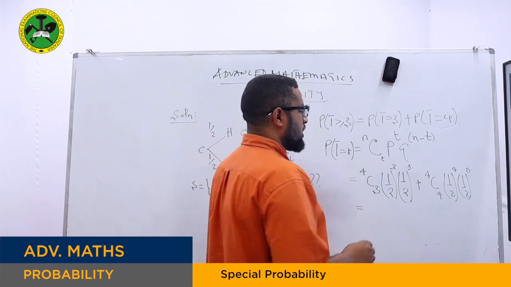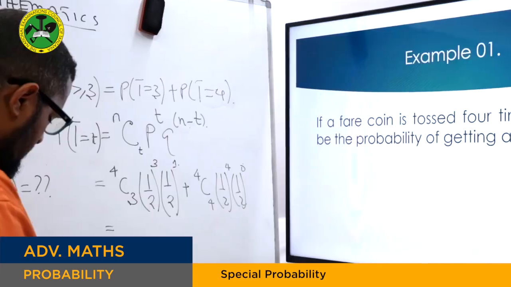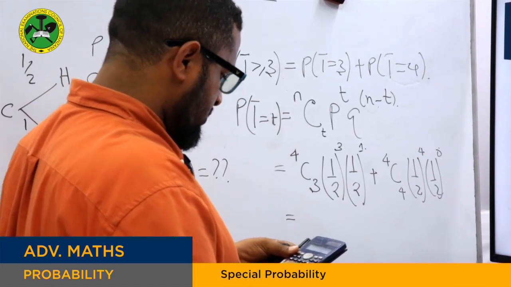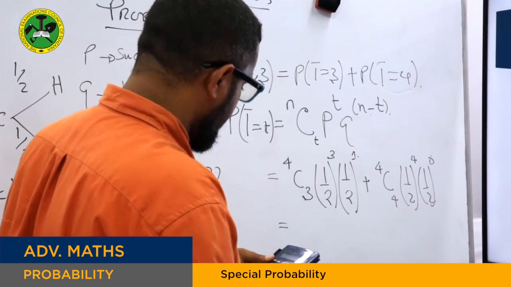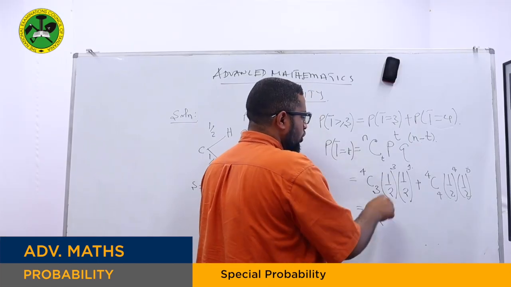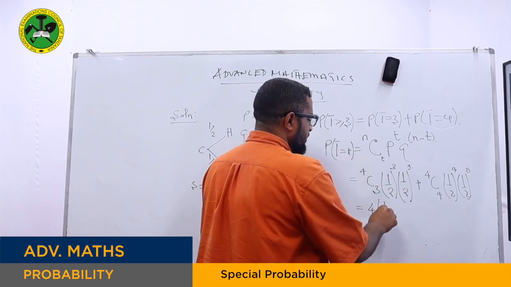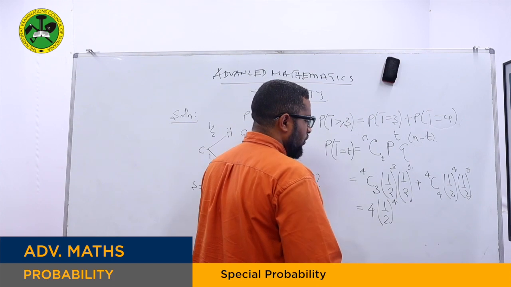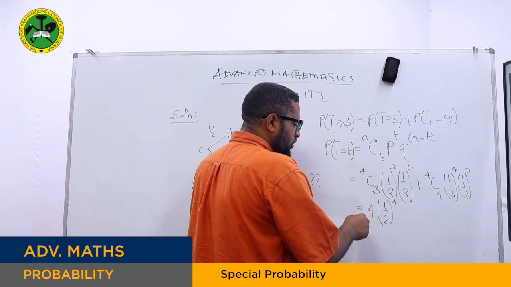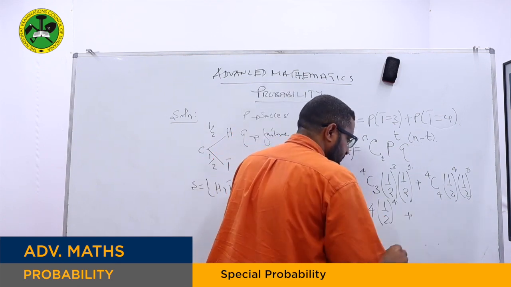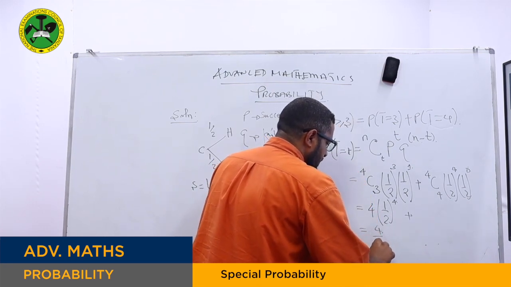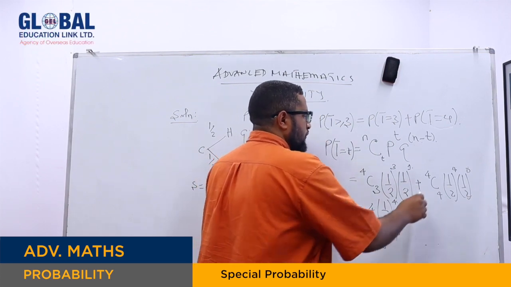Now from there, take your calculator, plug in and simplify. 4 combination 3 is equal to 4. So 1 over 2 times 1 over 2 is the same as taking 1 over 2 to the power of 4, which is equal to 1 over 16. 1 over 16 times 4, we get 4 over 16, plus 4 combination 4.